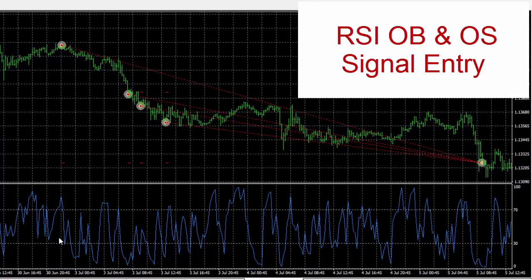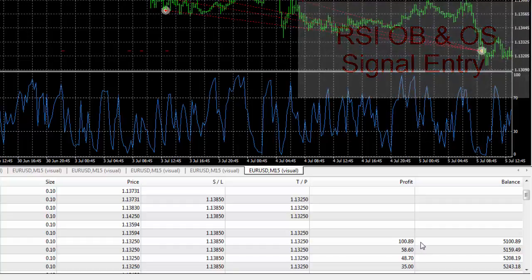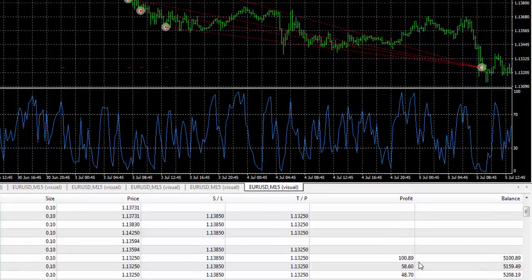So this entry basically says if the RSI reaches a certain level at a certain time of the day, then enter the trade. And that is the RSI overbought and oversold entry. And down at the bottom here, you can see the result of that particular trade. Again, really nice results, doubling the amount that would have been achieved if only the initial trade was entered into.